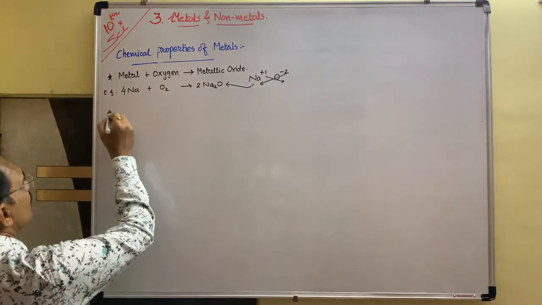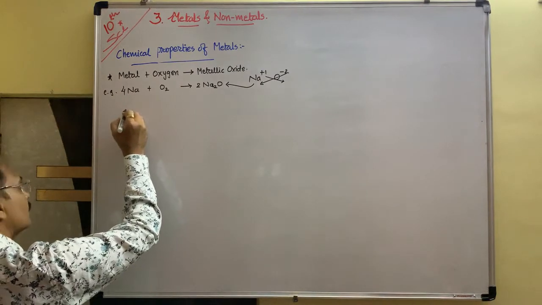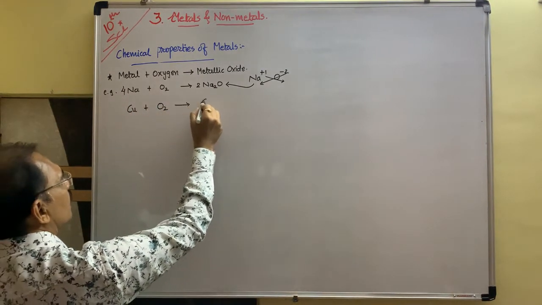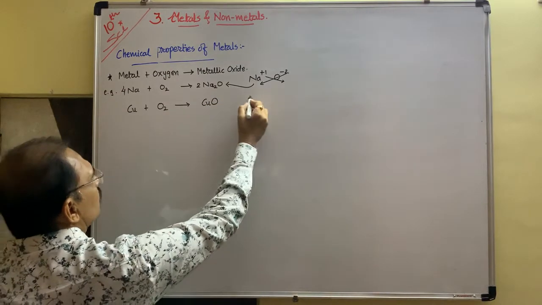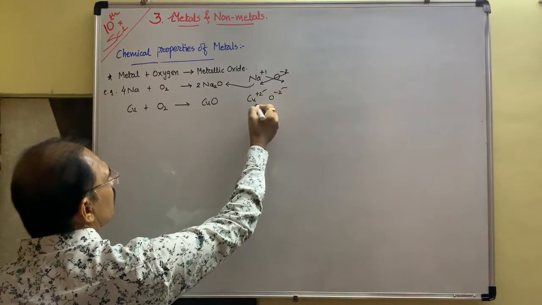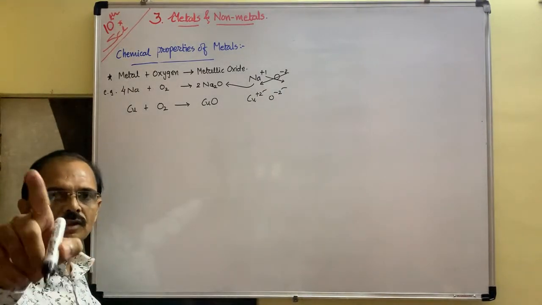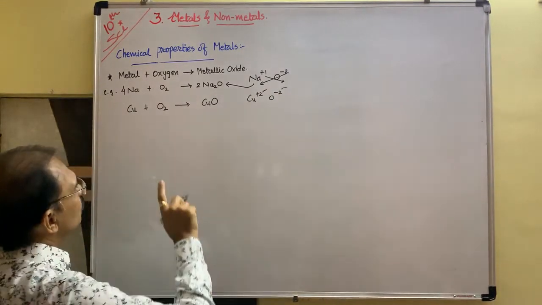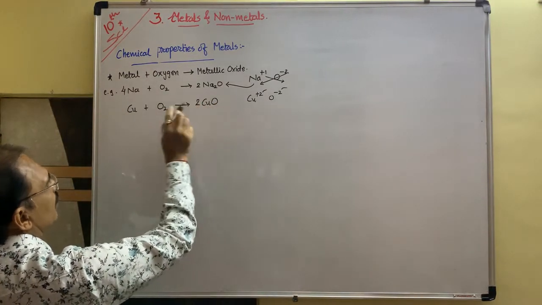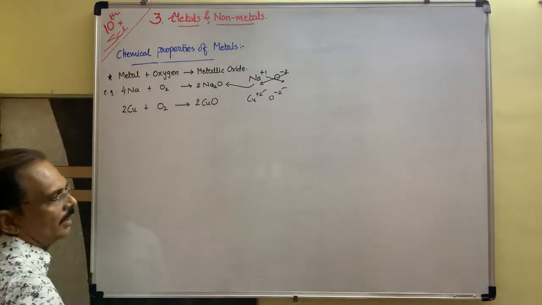Another example is suppose copper when reacts with oxygen it forms copper oxide. Cu plus 2 oxygen minus 2, if both are equal no need to cross, so CuO. Here multiplied by 2, so 2 oxygen, so copper will be also 2.